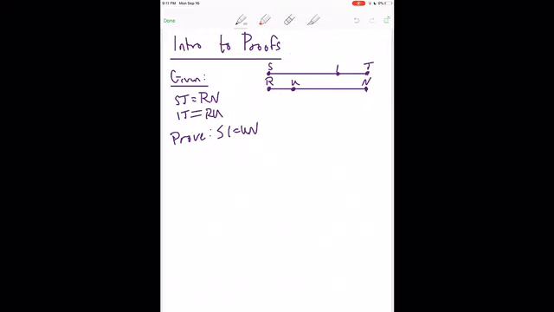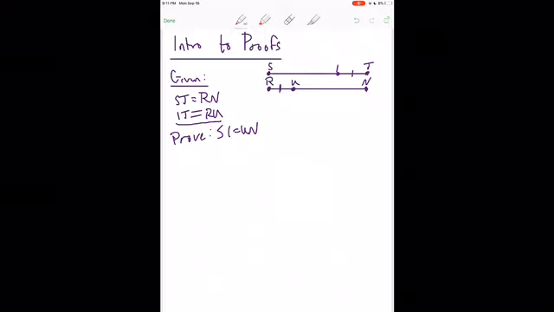Also, sometimes on the diagram you might notice there will be some sort of line like that, a line through IT, a line through RU. What that little dash means is that those two segments are congruent. So this tells us that segment IT is congruent to segment RU. Well, we know that because looking down here, we have IT is equal to RU. So in this case, we're given two pieces of information: ST equals RN and IT equals RU. Our goal is to prove that SI is equal to UN.